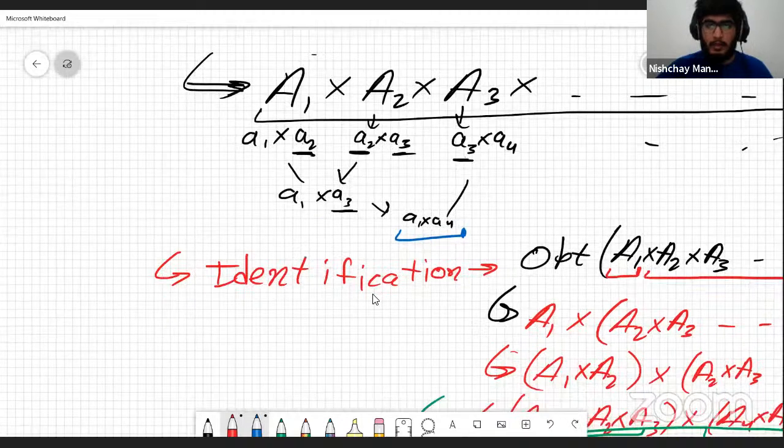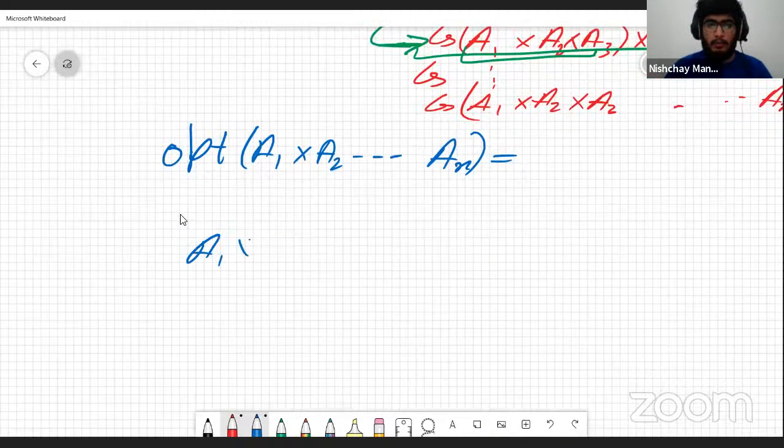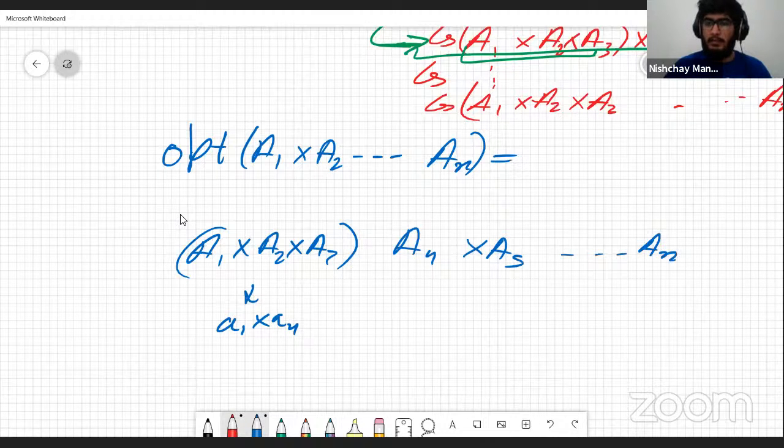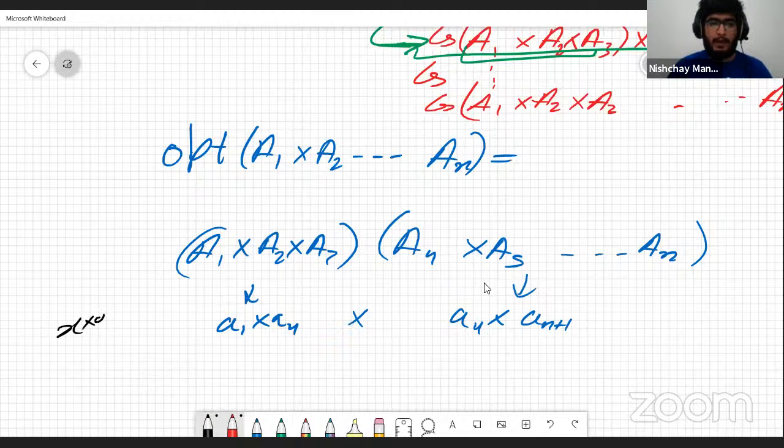So basically, A1 into A2 into A3 is going to be a matrix of size A1 into A4. And the remaining matrix A4 into A5 up until AN is going to be a matrix of A4 into AN plus 1. So when we multiply these two matrices together, the number of steps generated more are the number of steps we have seen before, which is x into y into z. Here, x into y into z is nothing but A1 into A4 into AN plus 1.